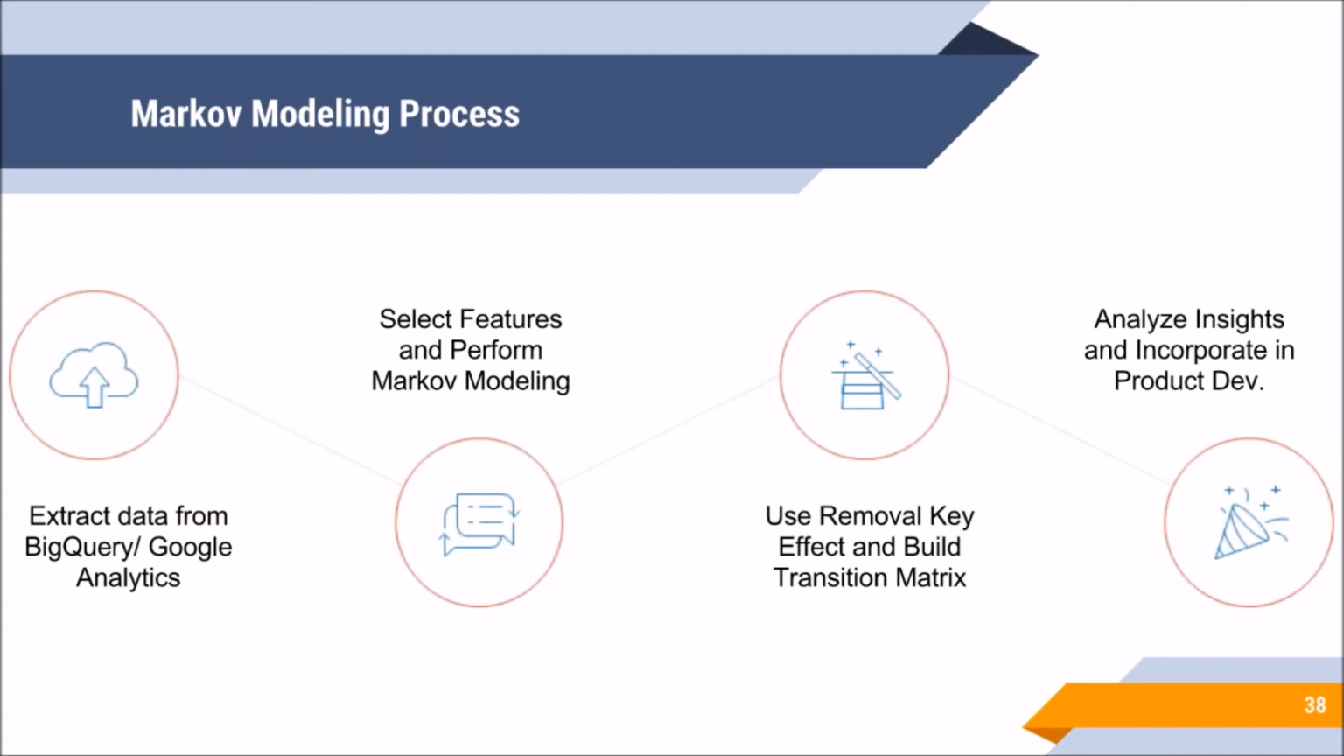Then we need to exclude those features. Otherwise, we will have a removal effect of one for those features. It will show as an important feature, but it will just be an obvious feature of the user journey. So feature selection is a key important step of the Markov model process.